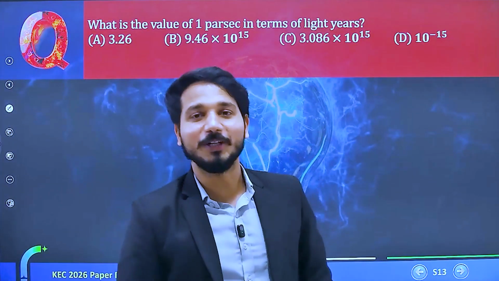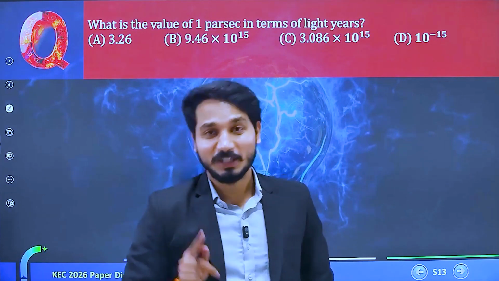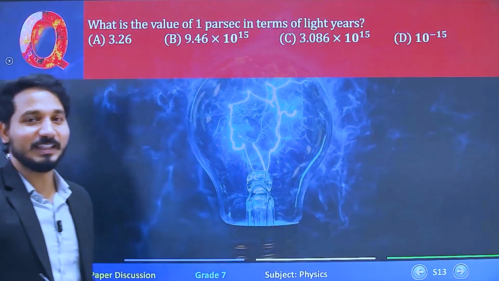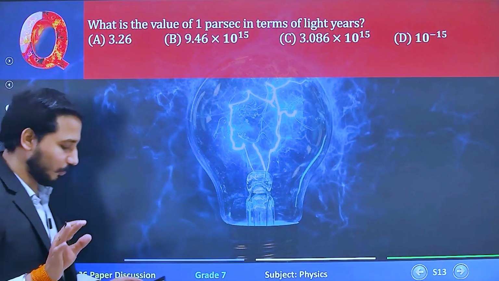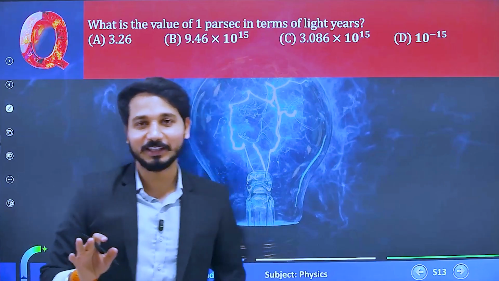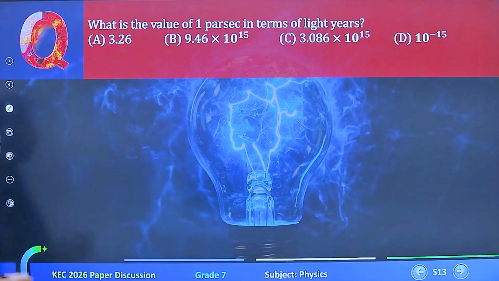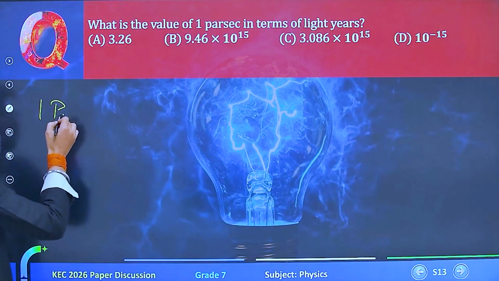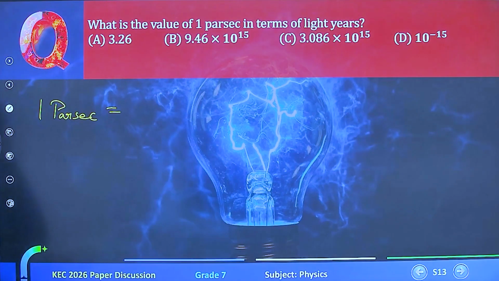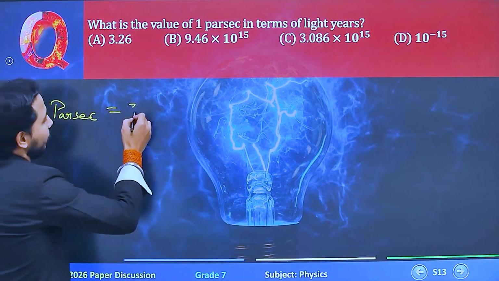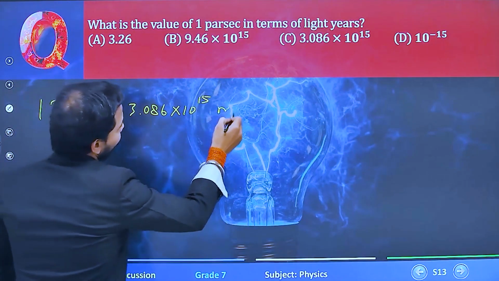What is the value of 1 parsec in terms of light year? Unit conversion. Maximum of you got this question wrong. So first, for converting, 1 parsec is equal to how much meter? You have to remember the value: 3.086 into 10 to the power 15 meter.